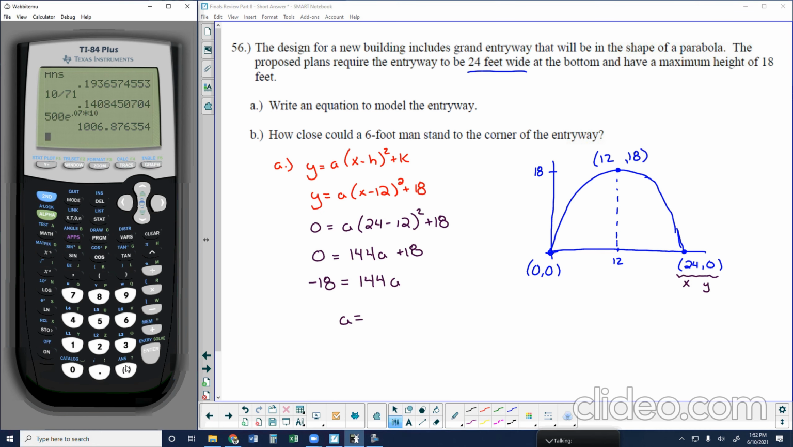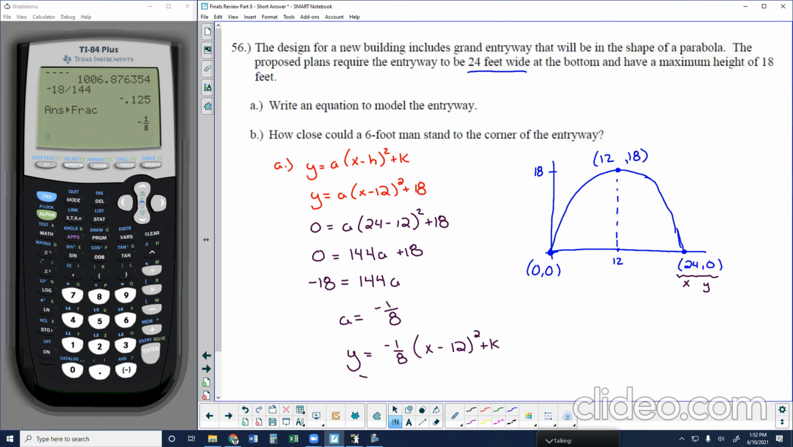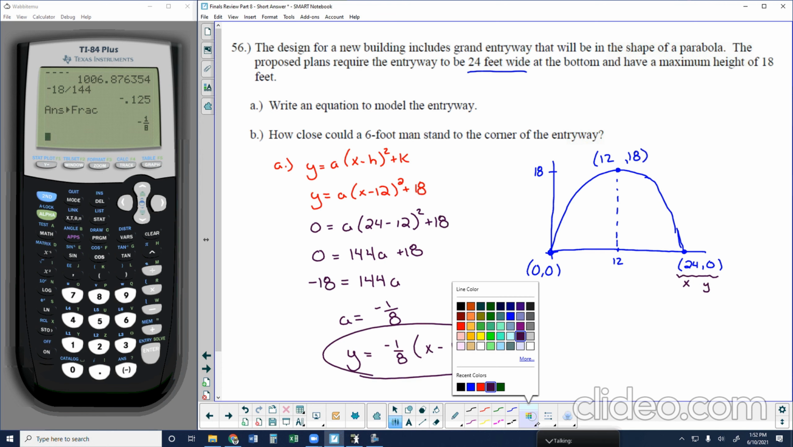So I'll do that in my calculator. Negative 18 divided by 144, and let's put that in a fraction, is negative 1/8. So the equation that I'm going to work with would be y equals negative 1/8 times the quantity x minus 12 squared plus k. Now, this allows me to find an equation for the parabola.